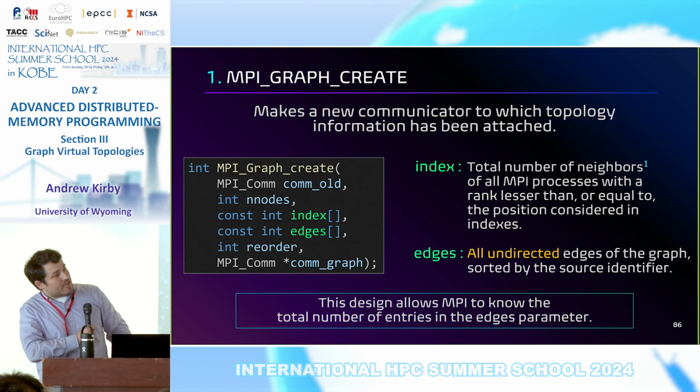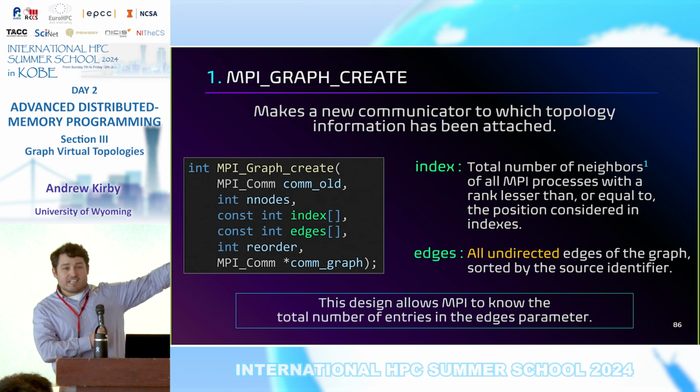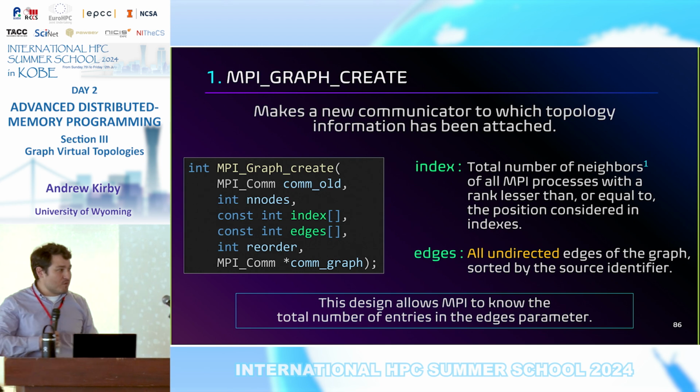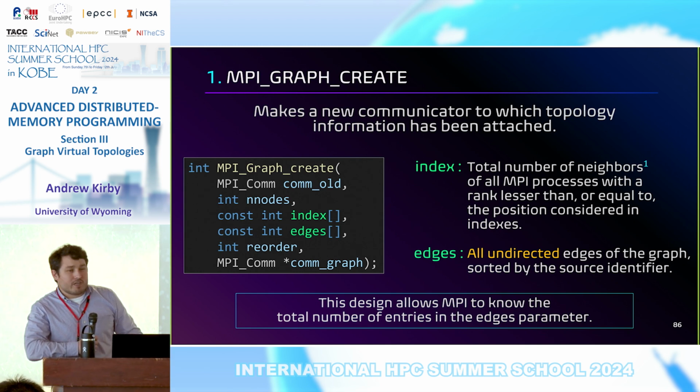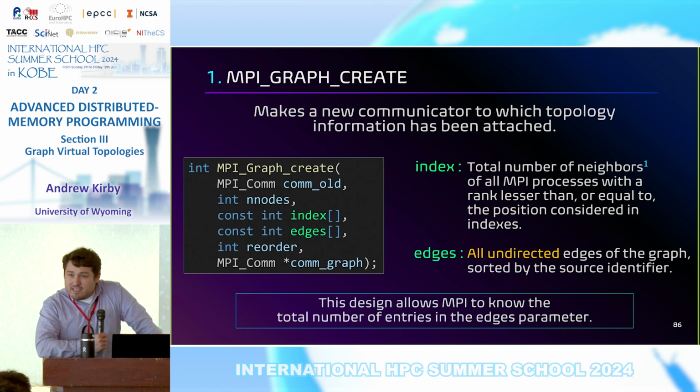So how do we create a graph topology? One way is this function call. Today, I tried to eliminate all explanations of all the input parameters, but just give you emphasis on the important ones. We're going to pass in our old communicator, like comm world. We're going to pass in how many nodes there are in our graph, and then we have this index and edges arrays. We can pass in our reorder int flag, and then finally get out our communicator.